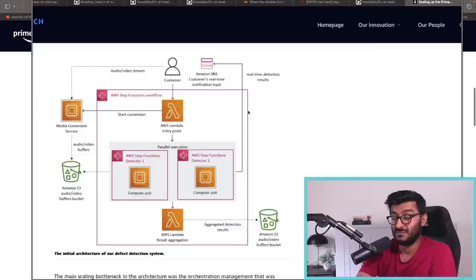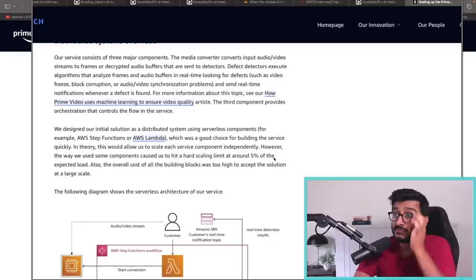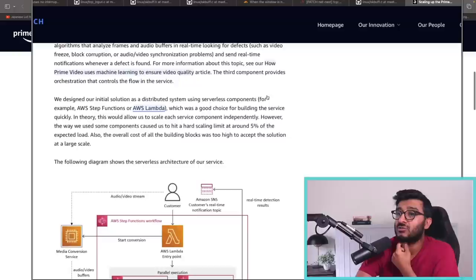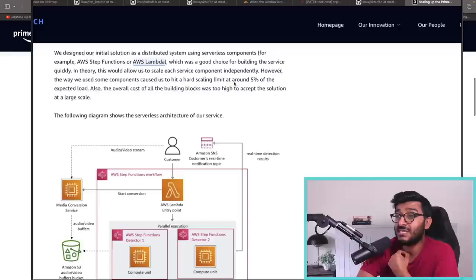And there is, of course, another result aggregation function that collects this result and writes this aggregation to another S3 bucket. And if you want to learn more, there's another article describing this machine learning thing. It's right here. So now they talk about the problems. We designed our initial solution as a distributed system using serverless, right? And the whole thing is almost all serverless, except this media conversion service. They didn't say what that is. However, the way we use some components caused us to hit a hard scaling limit at 5% of the expected load. So they couldn't scale past that.